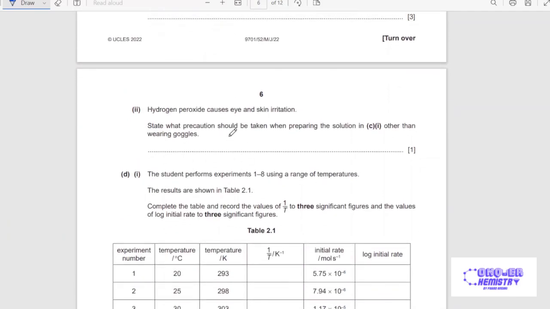Now, this next part says that hydrogen peroxide causes eye and skin irritation. So we need to give a safety precaution other than wearing goggles, right? Goggles will protect your eyes. What will protect your skin? The skin of your hands is actually what is most likely to be exposed to the H2O2. So what you can use is chemically resistant gloves.